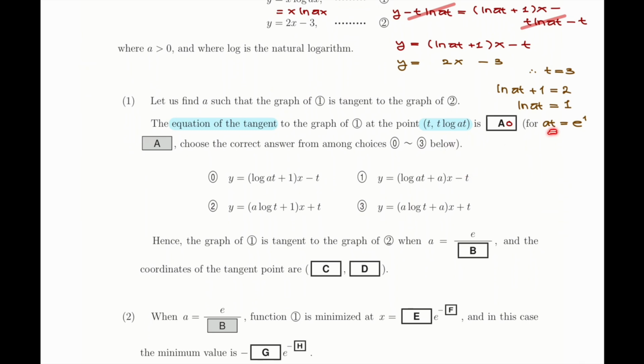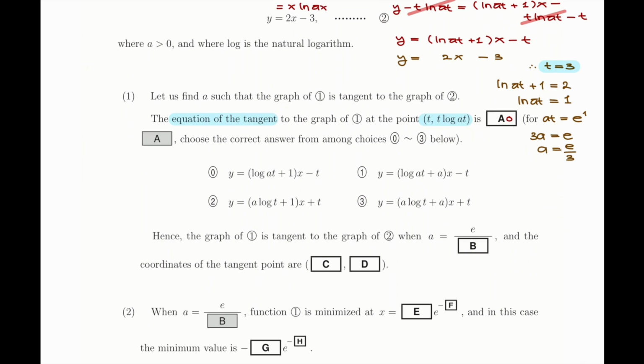Since I already know the value of t, which is 3, we already find t. So 3 times a equals e to the power of 1, of course it is e. Then a equals e over 3. So a is equal to e over b. So I already know that b is equal to 3.